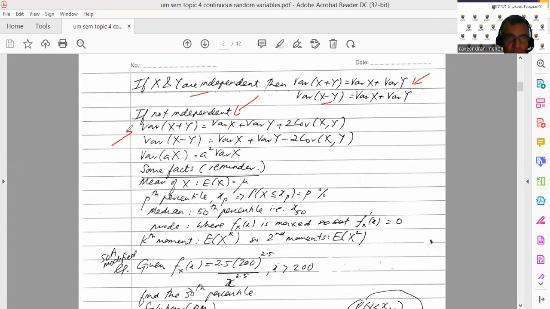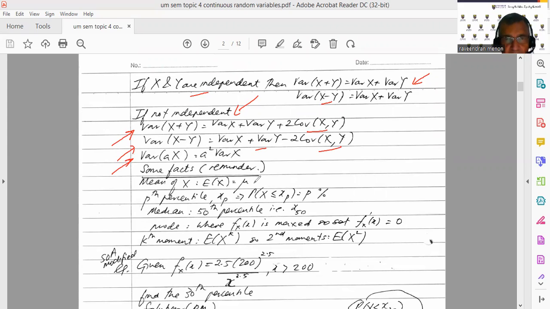So take note of these formulas. Variance of x plus y is variance of x plus variance of y plus 2 covariance xy. And variance of x minus y will be variance of x plus variance of y minus 2 covariance xy. This formula, I've said it before, variance of ax is what? A squared variance of x. Good.